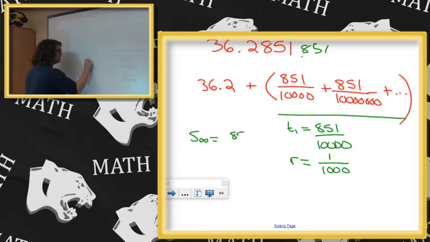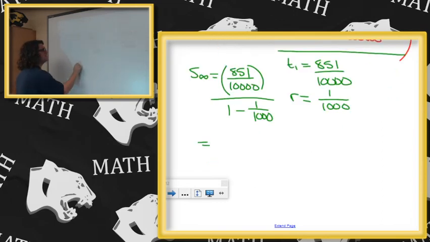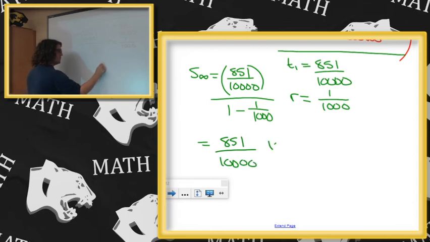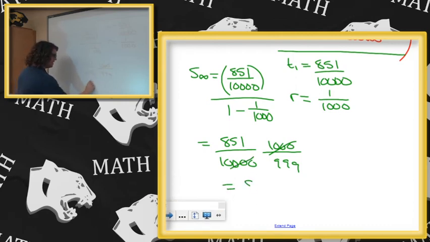All right, so the infinite series part is going to be S infinity is equal to T1 divided by 1 minus R. And so in this case, that is 999 over 1,000 in the denominator, so that's 1,000 over 999. So 1,000 over 999 times that. So 3 decimal places, crosses out 3 there. And so we would get 851 over 999. Now that was the repeating part.